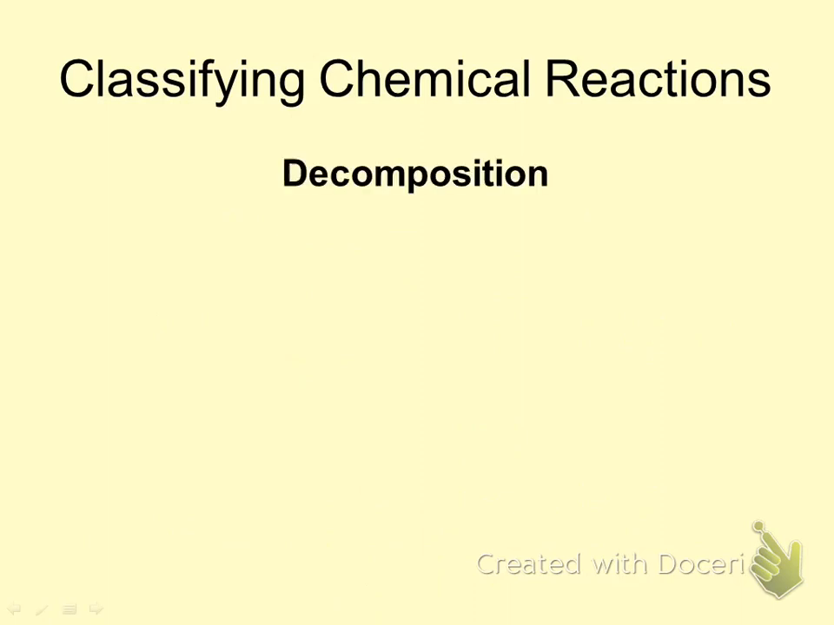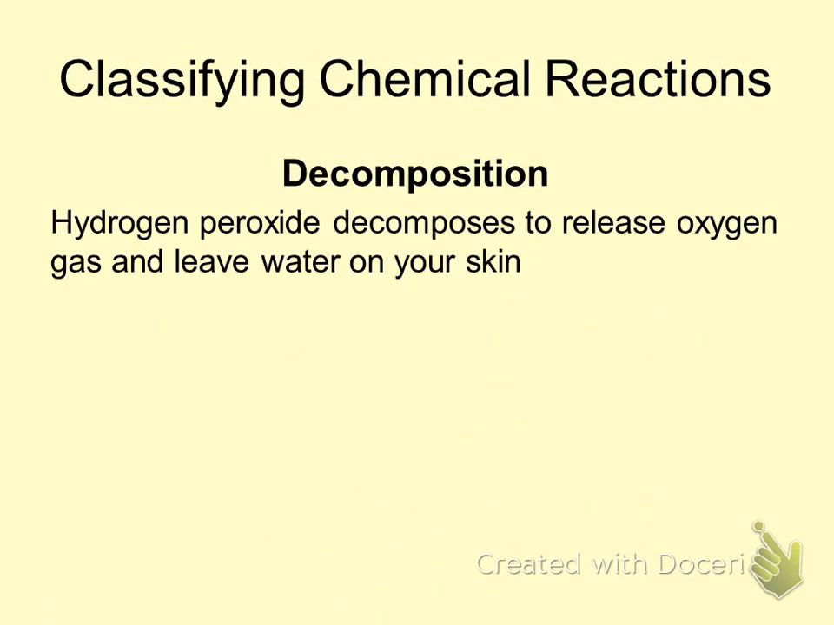Our next type of reaction will be decomposition. Now, this one is fairly simple because it's just the opposite of a synthesis reaction. In synthesis, we were putting together, building up. Now in decomposition, we are breaking down or breaking apart. An everyday example of where we use this is hydrogen peroxide. When we get a cut or a scrape, many times we put hydrogen peroxide on it and it begins to bubble up. Those bubbles that are forming are oxygen gas as it leaves your skin. What's left is just water, which helps to flush out the system.